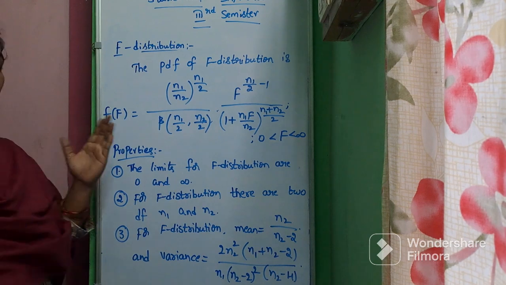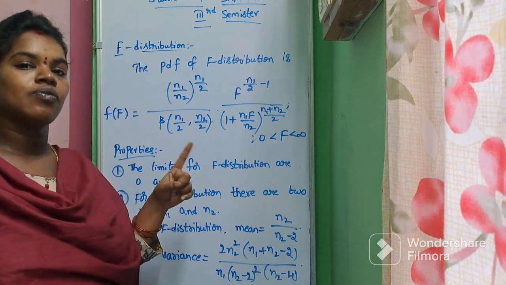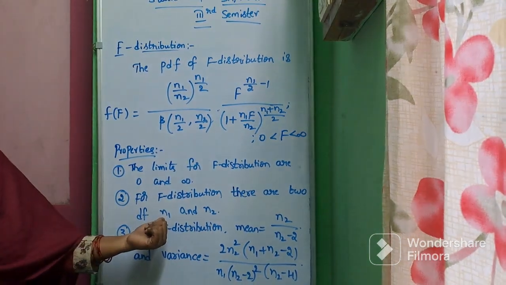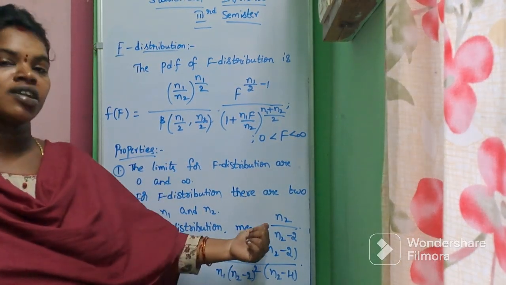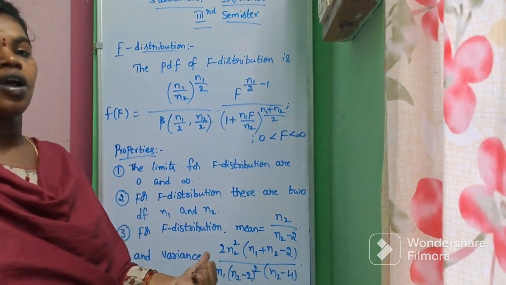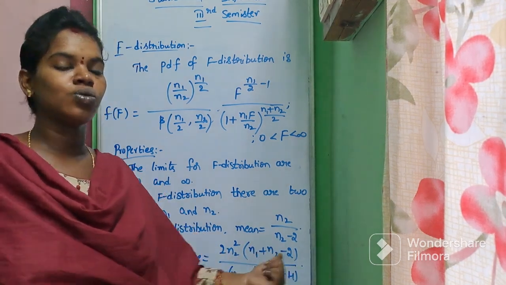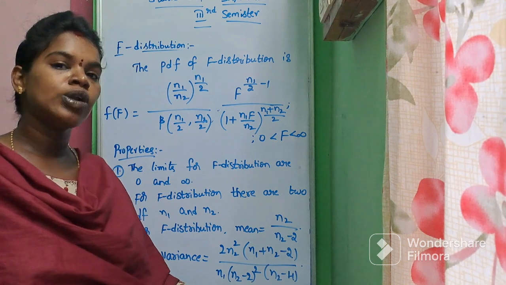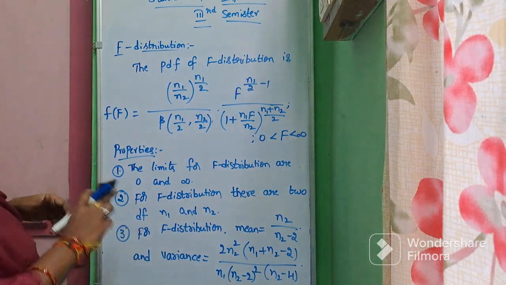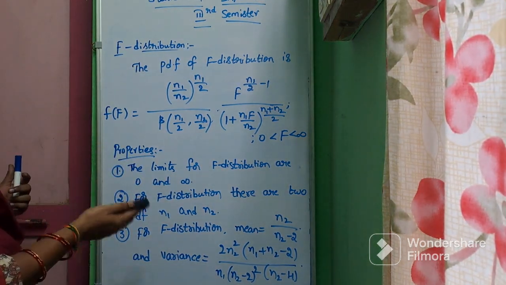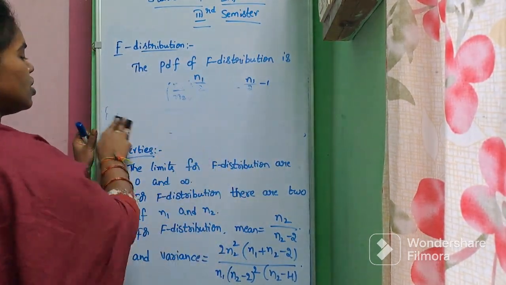And the second property is the degrees of freedom for f distribution: it follows 2 degrees of freedom, n1 and n2. And next property is for this f distribution, mean can be represented as n2 by n2 minus 2. And the variance can be represented as 2n2 square into n1 plus n2 minus 2 by n1 into n2 minus 2 whole square into n2 minus 4. And our last property is for f distribution, MGF cannot be defined. This is our fourth property. MGF cannot be determined or defined.